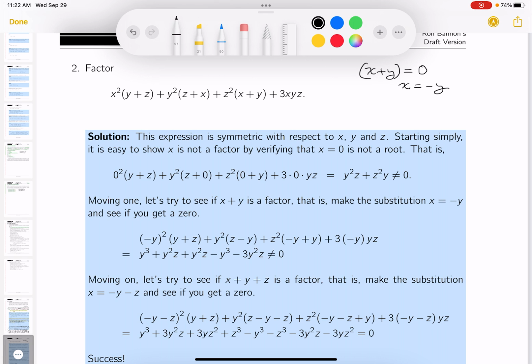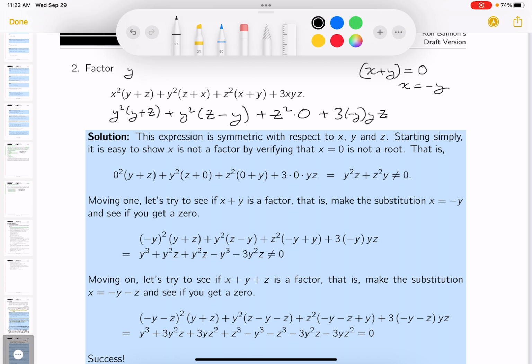So what do you get over here? You would get y squared, y plus z, plus y squared, z minus y, because x is minus y, right? Plus, what do you get over here? Z squared, well, x plus y is 0, right? Plus 3, what would you get there? If x is minus y, I'll write that down for you, you'd get yz, right? Let's see if we get what we get over here. And again, I know I'm not saying it's easy to do. I'm just saying I'm stabbing around. I'm looking for something. You would get y cubed.